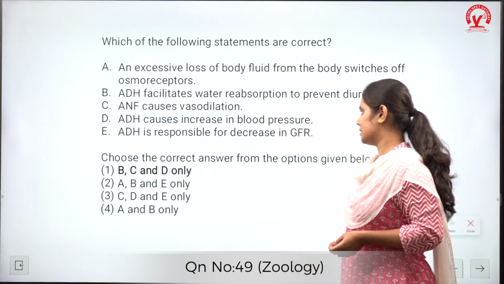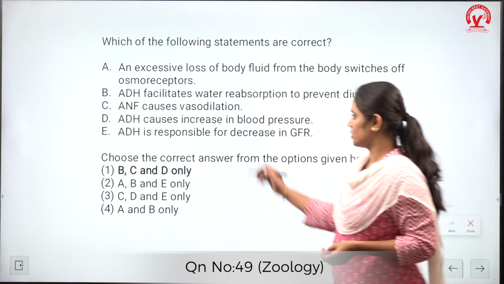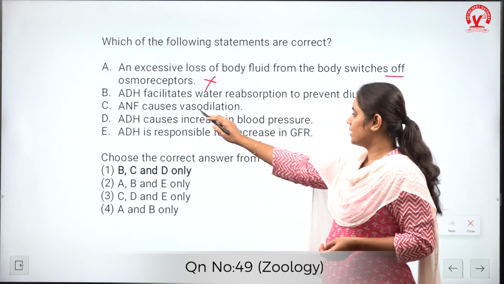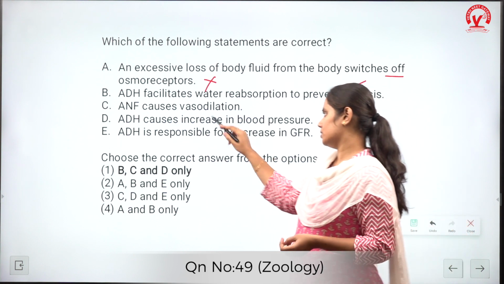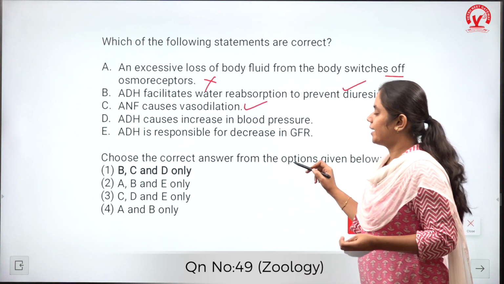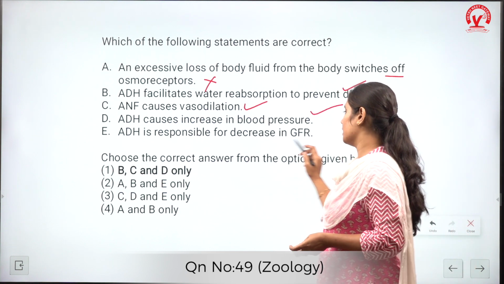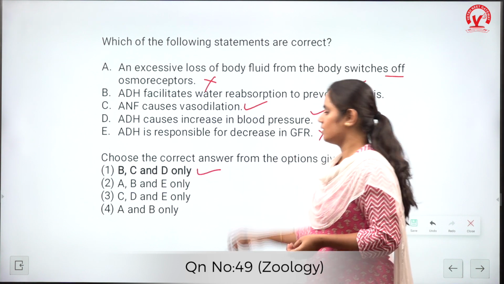Which of the following statements are correct? An excessive loss of body fluid from the body switches off osmoreceptors. This is wrong because it switches on the osmoreceptors. ADH facilitates water reabsorption to prevent diuresis. Correct. ANF causes vasodilation. Correct. ADH causes increase in blood pressure. Correct. And ADH responsible for decrease in GFR is wrong. So the correct answer will be B, C and D only.